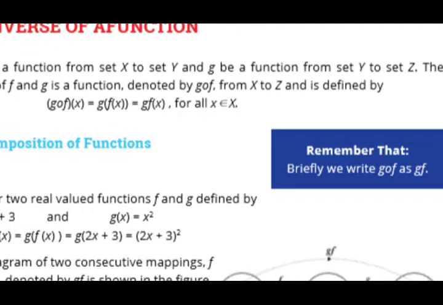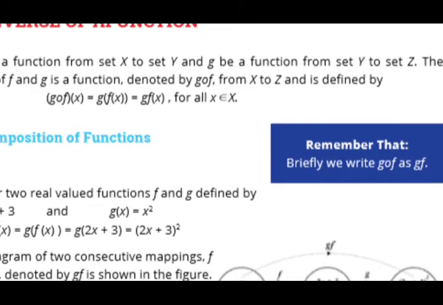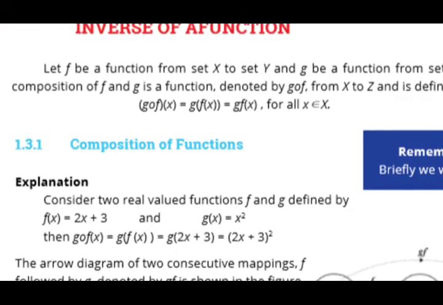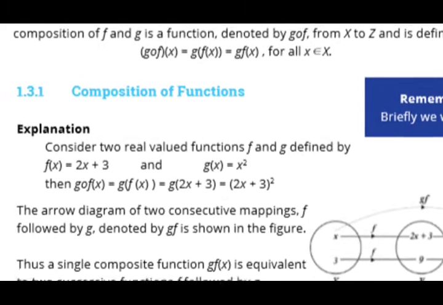because the first function is from X to Y, the second is from Y to Z, and we skip Y here and go directly from X to Z. It is also written as g of f of x, and all are true for all x belonging to X.